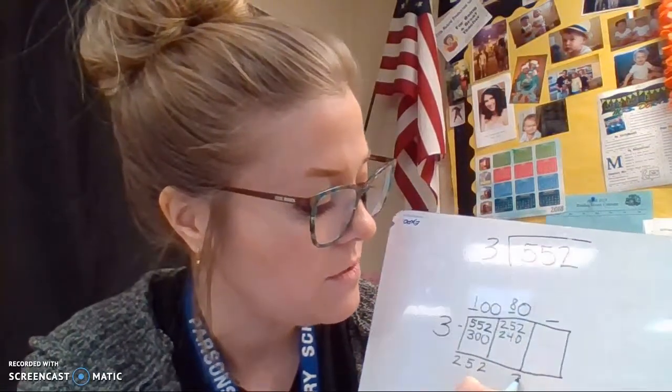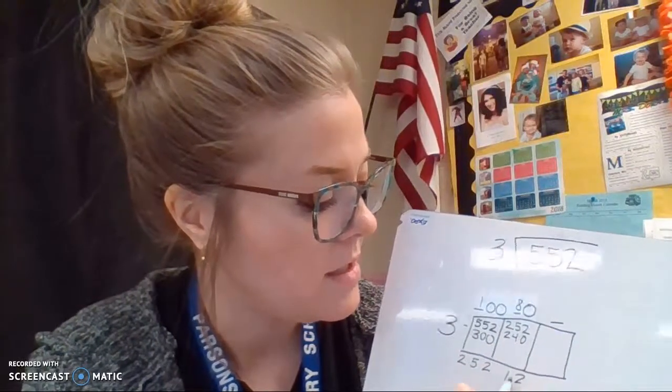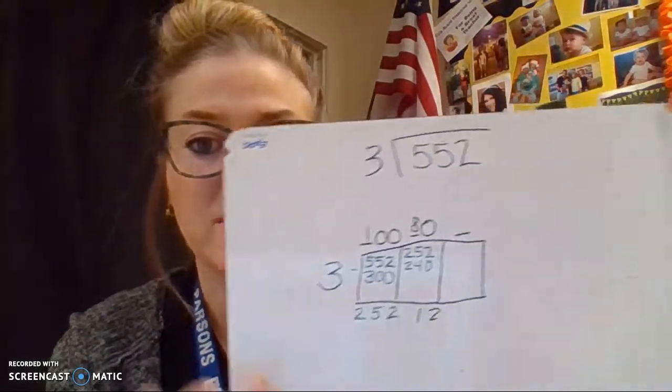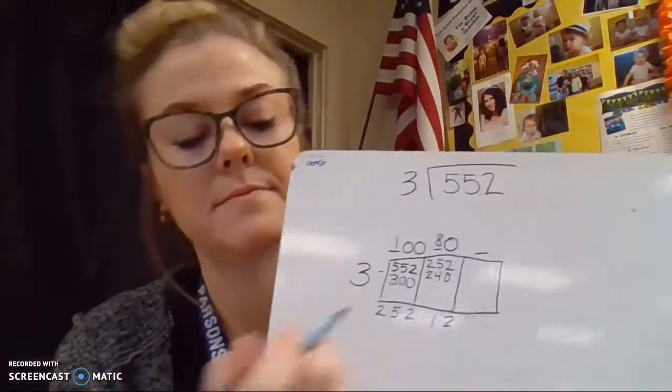My 0 down. Let's see what I have left. 2 minus 0 is 2. 5 minus 4 is 1. 2 minus 2 is 0. I have 12 left. I'm now going to transfer that into my last box here.